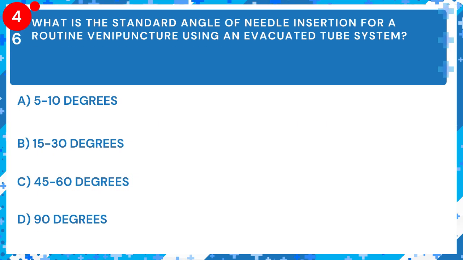Question 46. What is the standard angle of needle insertion for a routine venipuncture using an evacuated tube system? A. 5 to 10 degrees. B. 15 to 30 degrees. C. 45 to 60 degrees. D. 90 degrees.